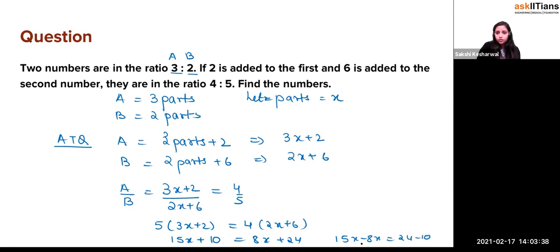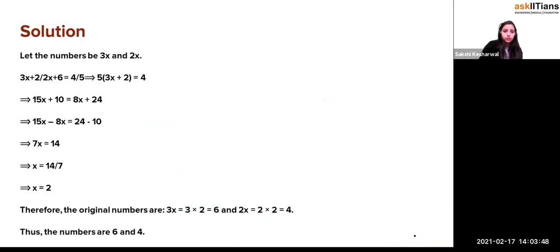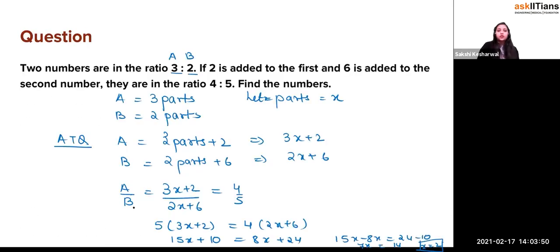So this is equal to what, beta? Yeah, 7x is equal to 14. So x is equal to how much? 2. So x is equal to 2. Now how will we find the numbers? So the numbers will be how much, beta? The numbers will be how much?